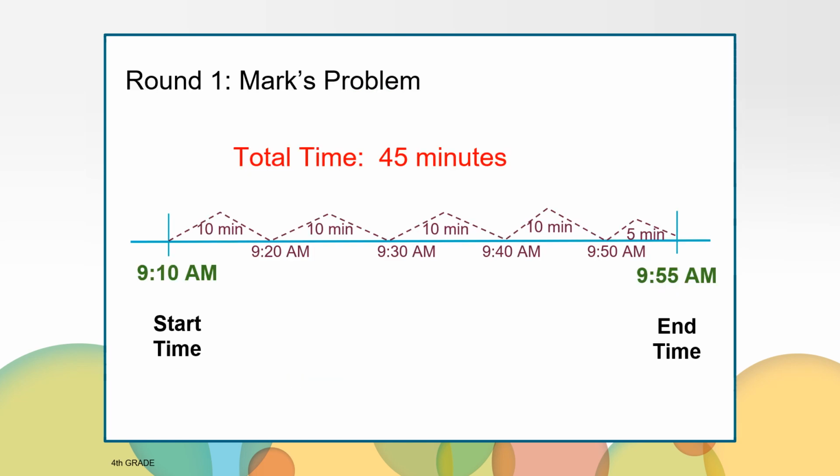Mark also used a number line to find the difference between the two times. He started by labeling his number line with the beginning and ending time. He started at 9:10 and added groups of 10 minutes until he got to 9:50. He knew that he couldn't add another 10 minutes or that would take him past the time of the bicycle ride. He knew that 9:50 plus 5 minutes would get to 9:55. By counting up the minutes in between the two times, Mark can see that the total time is 45 minutes.